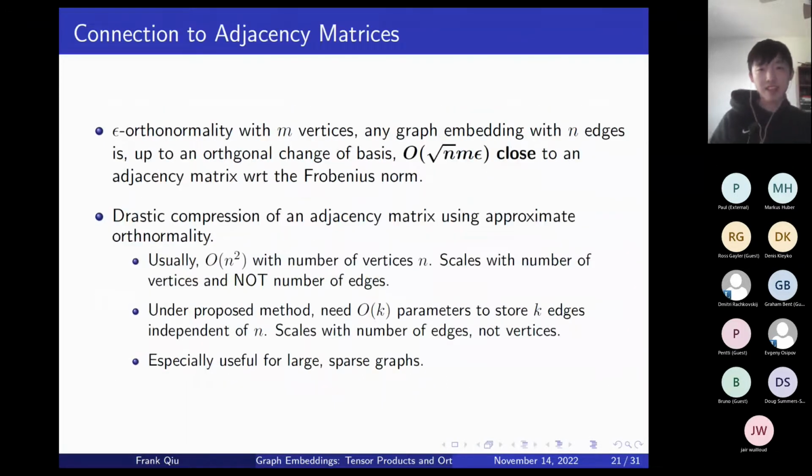Yeah, so that concludes the first portion of the talk, which is kind of going over the graph embedding method, as well as its related properties. Are there any questions up to this point? Okay.